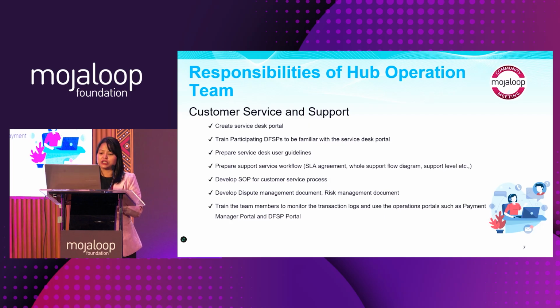When the DFSP raises a ticket, they can choose the relevant ticket type in the service portal. Then we develop documents, including the service workflow and the SLA. For example, for a major issue, the first response time will be 1 hour, and for the rest there is a separate SLA for the other non-major issues. The hub operation team needs to generate the standard operating procedure for the service workflow, and also for disputes and risk. As I explained earlier, we should have the dispute and risk management framework document for this payment scheme.